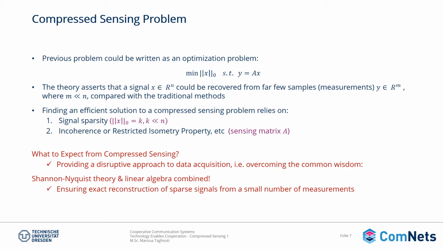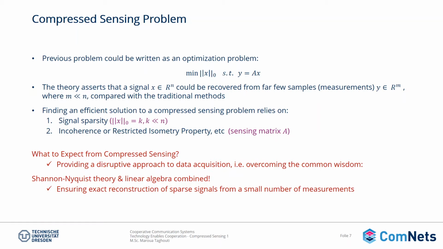So here, what we would like to do is minimize x, or find the sparsest solution x, subject to the equation presented a bit earlier, subject to y equals Ax. So the theory asserts that a signal x could be recovered from far fewer samples or measurements. Here they are y. Maybe it's easier to get used to saying measurements rather than samples, because that's what we say in the compressed sensing field. So we are able to recover it from far fewer measurements, where m is extremely small compared to n.